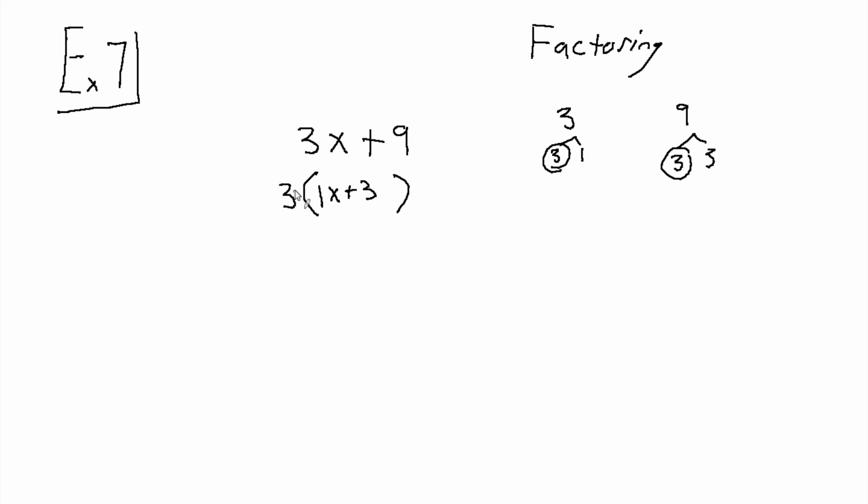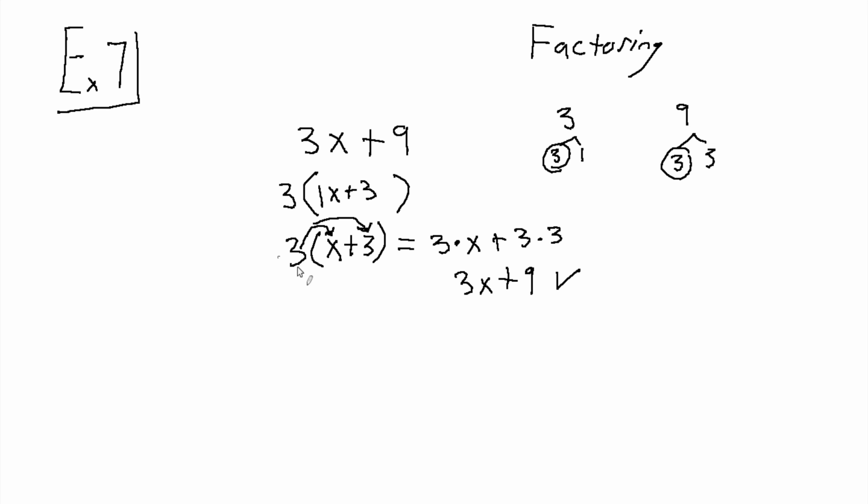Now, to check yourself to see if you did this correctly, just use the distributing law and you will determine if your factoring is correct. So distribute 3 to the x first. So 3 times x, and then you do the addition, then distribute to the 3 times 3. 3 times x is just 3x, and 3 times 3 is 9. So, you got your answer 3x plus 9 back. So your factor form is correct. Your factor form is 3 with parentheses, x plus 3, parentheses.